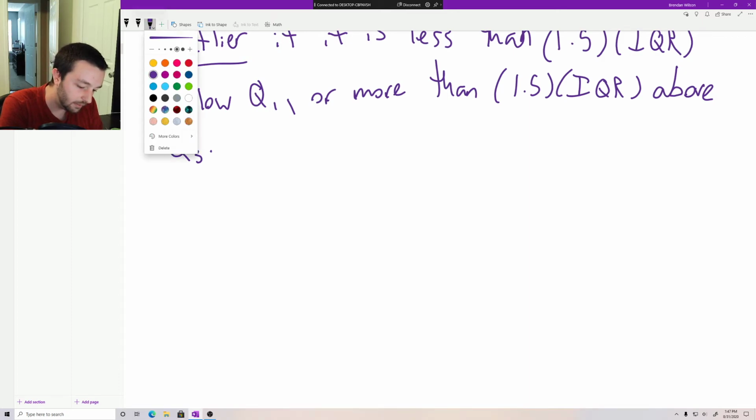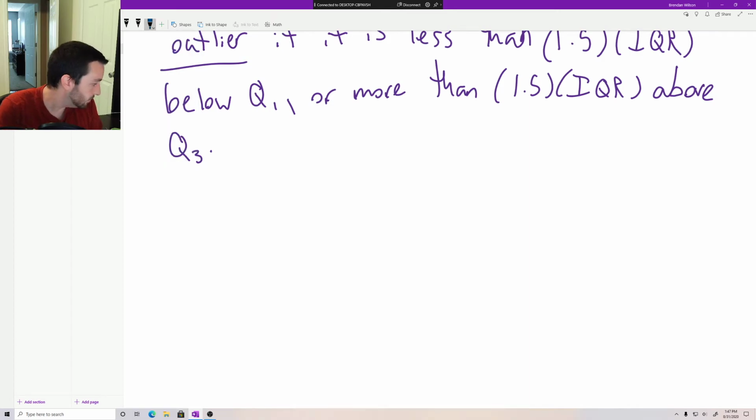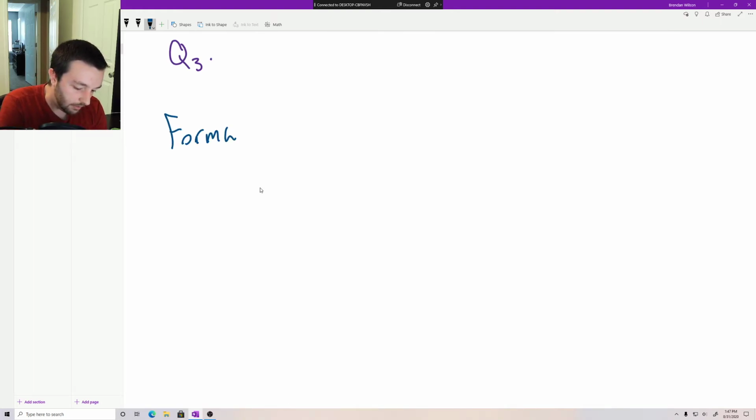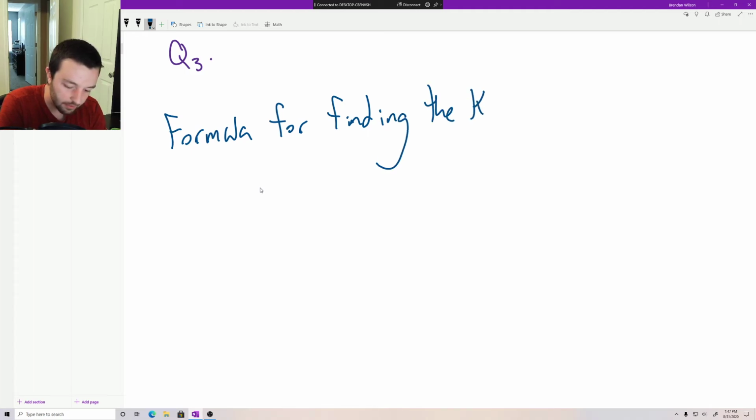Let me try to change this here. So there's a lot of different formulas for this. There's not just one formula. Here's the formula that the book gives. Formula for finding the kth percentile.